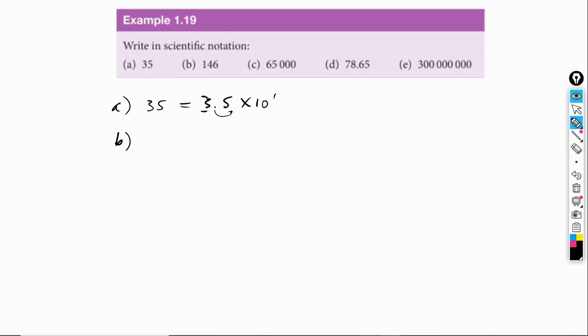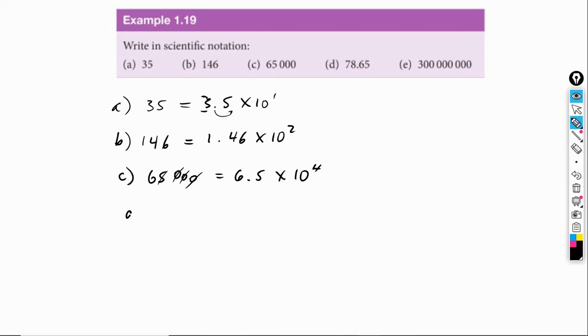So B is similar because we have 146, and that would be the same as 1.46 times 10 to the 2. For C, we have the number 65,000. So 65,000 would be 6.5 times 10 to the power of 1, 2, 3, 4, times 10 to the 4.